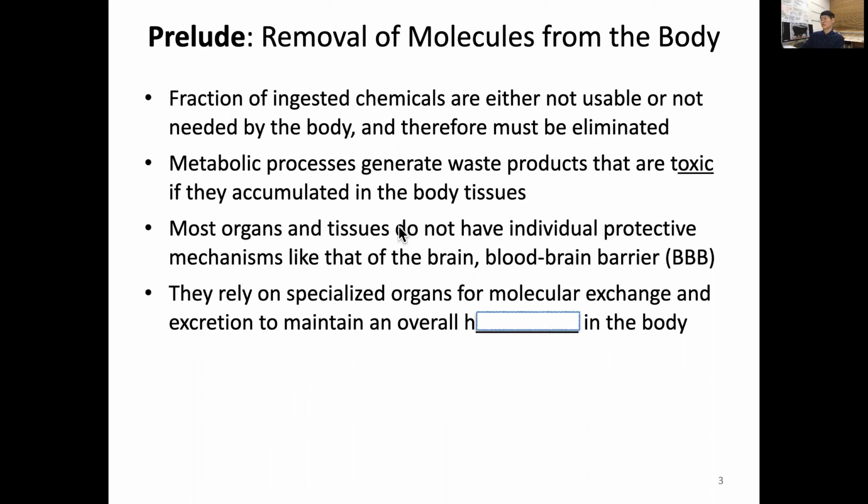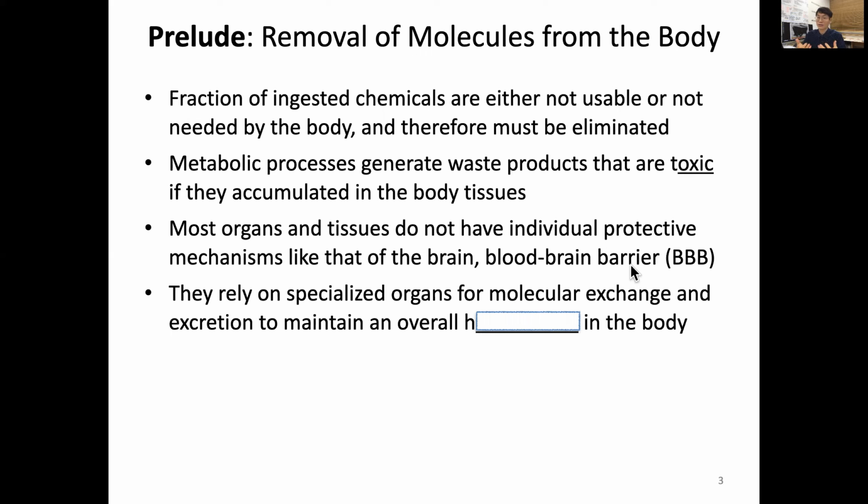Most organs and tissues do not have individual protective mechanisms like that of the brain, the blood-brain barrier. You probably have heard of the blood-brain barrier, which was discovered somehow. Let's say you inject a dye into the bloodstream of an animal, and then later, when you examine the animal's body, you realize the majority of the body is blue with the dye, except the brain and spinal cord.